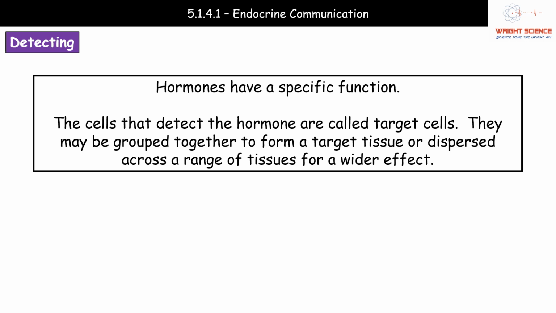As far as these hormones go then, they all have a specific function. So they are a chemical messenger that is carrying out a very specific role within the body. And what we actually find is that the cells that can detect these hormones, which we refer to as the target cells, may be grouped together, or they could be dispersed across a number of different tissues. And in that instance, the hormone that has these different target cells all over the body will have a much wider effect. If obviously all of those target cells are grouped together in one region, that's the only place that the hormone will affect.